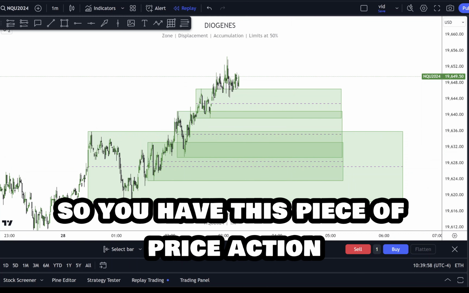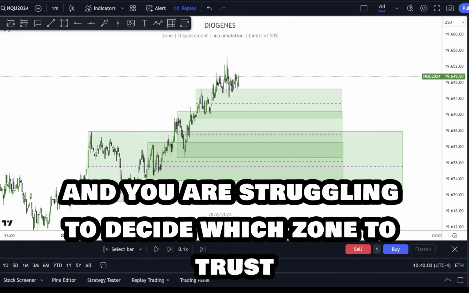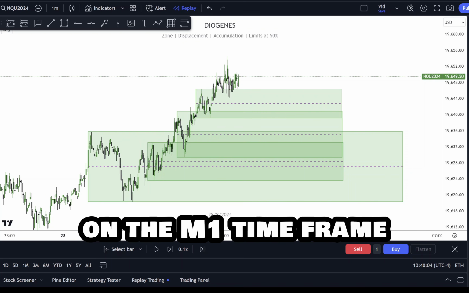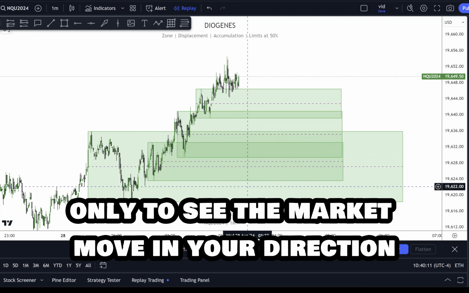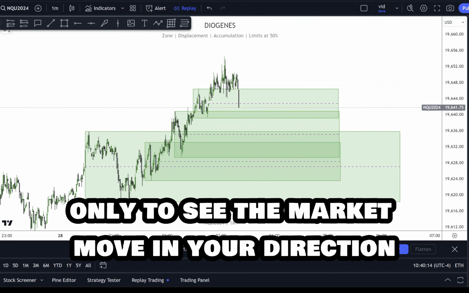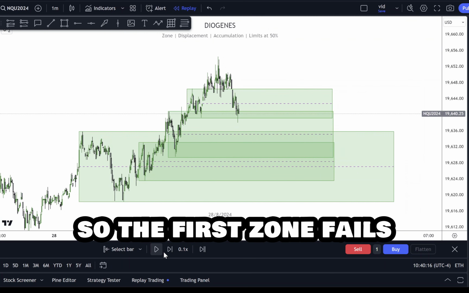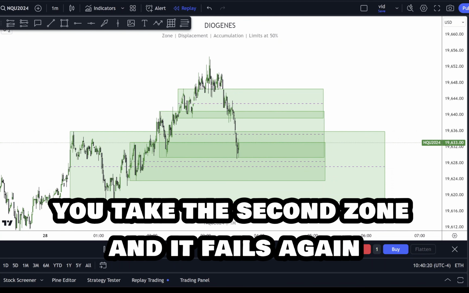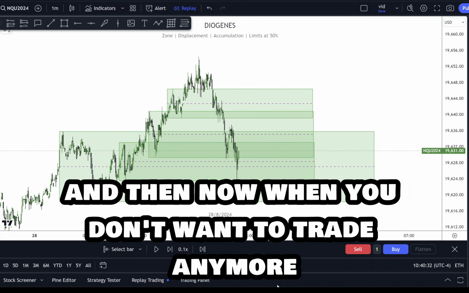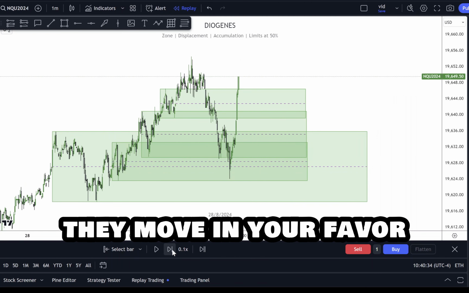So you have this piece of price action and you are struggling to decide which zone to trust on the M1 time frame. Do you often find yourself getting whipsawed out of trades only to see the market move in your direction? So the first zone fails, you take the second zone and it fails again, and then now when you don't want to trade anymore, they move in your favor.